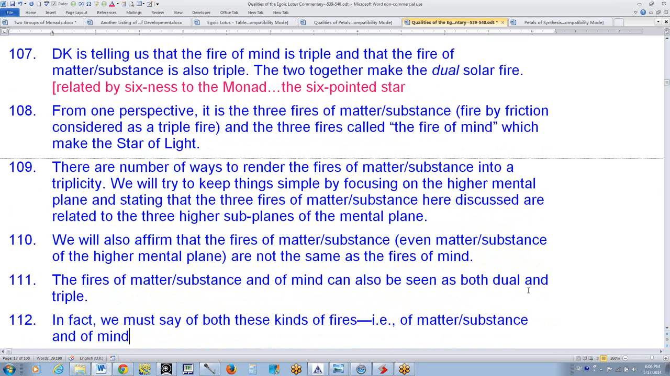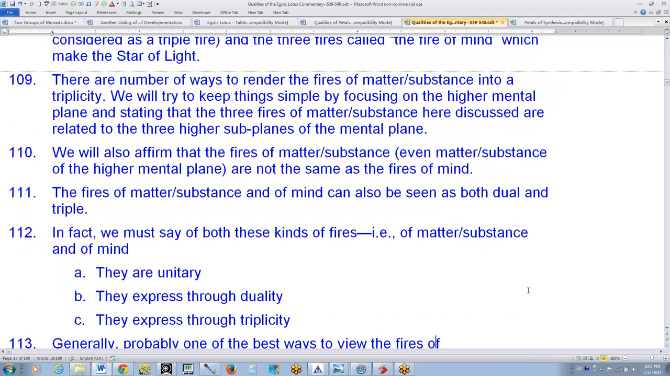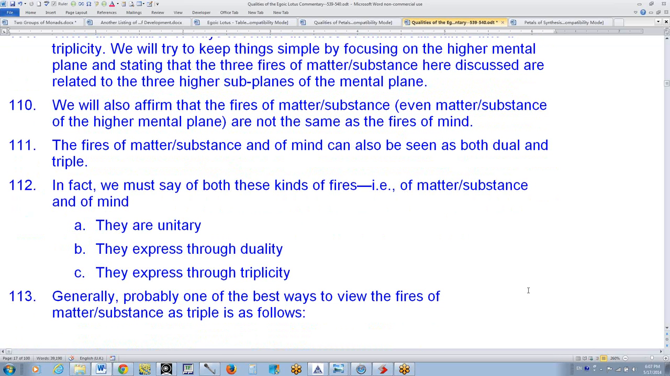And we will try to keep things simple. Yes, let's do that by focusing on the higher mental plane and stating that the three fires of matter substance here discussed are related to the three higher subplanes of the mental plane. And we will also affirm that the fires of matter substance, even matter substance of the higher mental plane, are not the same as the fires of mind. Otherwise, he wouldn't differentiate them. The fires of matter substance and of mind can also be seen as both dual and triple. In fact, we must say that both these kinds of fires, matter substance and mind, are unitary. They express through duality. They express through triplicity.